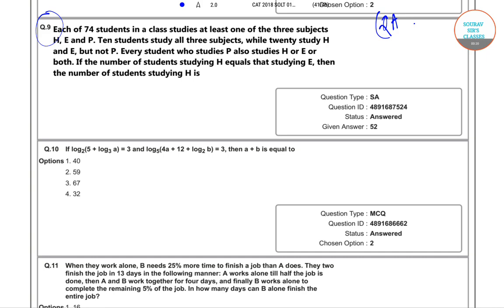So question number 9, as you can see, is based on set theory, and you can solve this question using Venn diagrams. Okay, so let us start off with the question. The question is that each of the 74 students in the class studied at least one of the 3 subjects. So there are 3 subjects and 74 students, and every student studied at least one of them. The subjects were H, E and P.